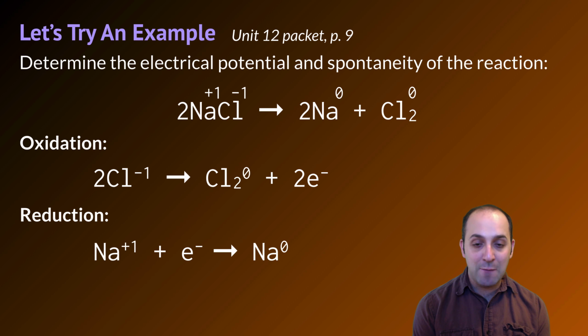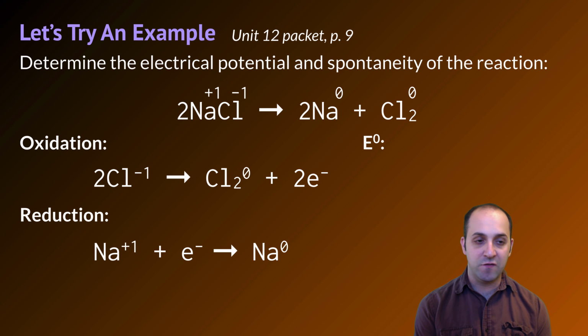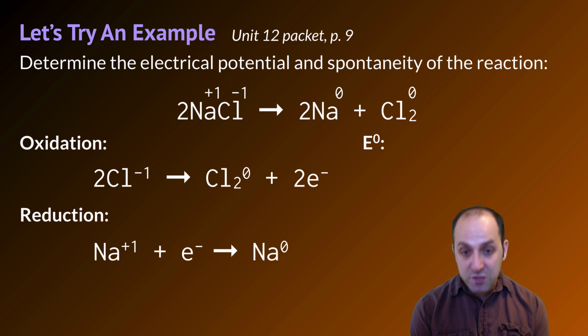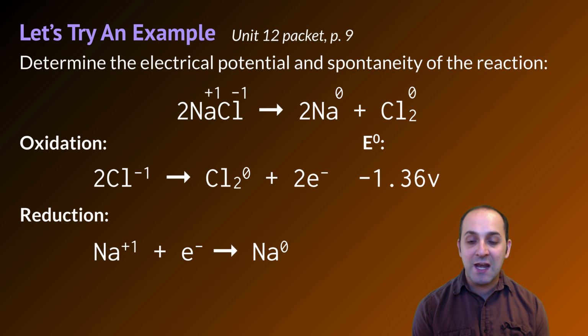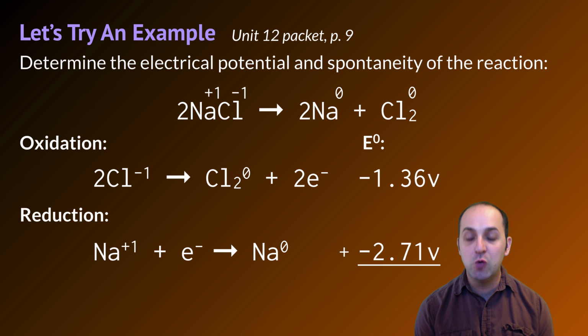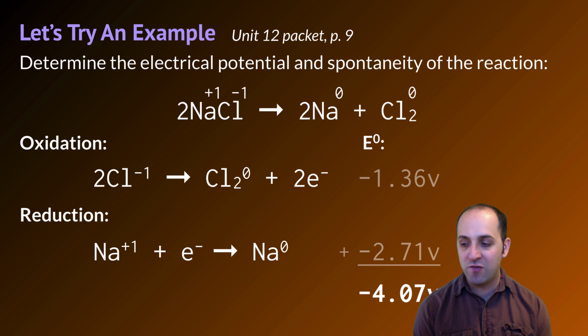Now that we've identified both of those, we can use honors reference table D to figure out the voltages of each. The oxidation of chlorine is going to be the opposite of the reduction of chlorine, and we can get that off of honors reference table D. It's negative 1.36 volts. We can get the reduction of sodium right off of honors reference table D. We don't have to reverse the sign. It's negative 2.71 volts. Adding these together, we get an overall voltage of negative 4.07 volts.